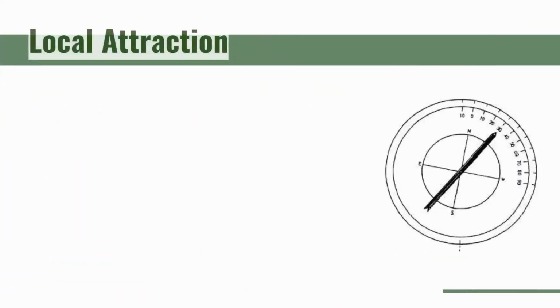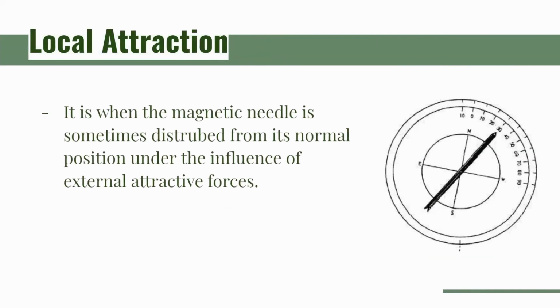Next, we have the local attraction. It is when the magnetic needle is sometimes disturbed from its normal position under the influence of external attractive forces. It is due to the influence of other magnetic objects at a locality, such as wires carrying electrical current, rails, iron structures, and etc.